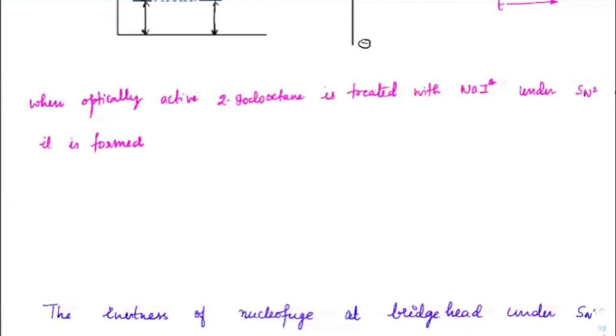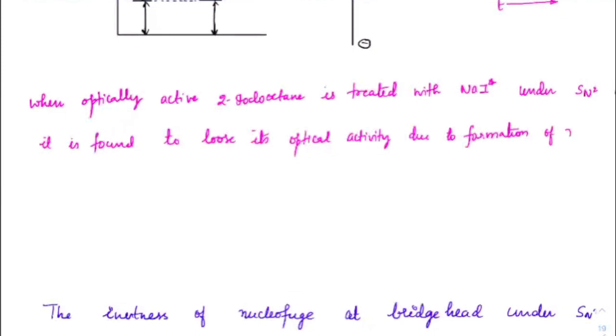So when optically active 2-iodooctane is treated with NaI star under SN2 conditions, it is found to lose its optical activity due to formation of a racemic mixture. Okay, so this is an important line, everybody.